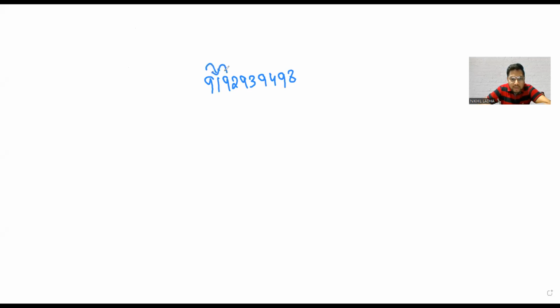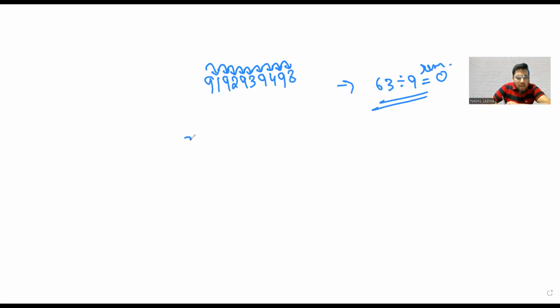9 plus 1, 10, 10 plus 9, 19, plus 2, 21, 30, 33, 42, 46, 55, 63. So when 63 is divided by 9, the remainder is coming as 0. All right. So this number is directly divisible by 9. The remainder will be 0. Let's take another one.